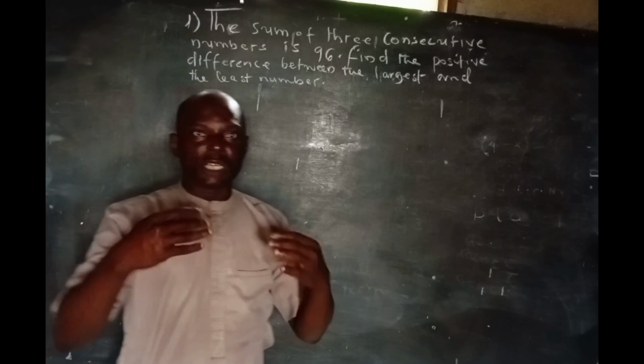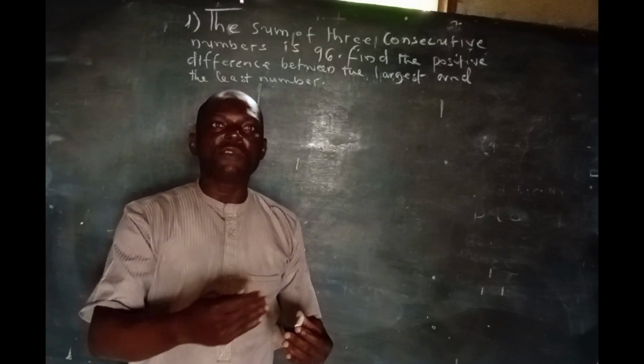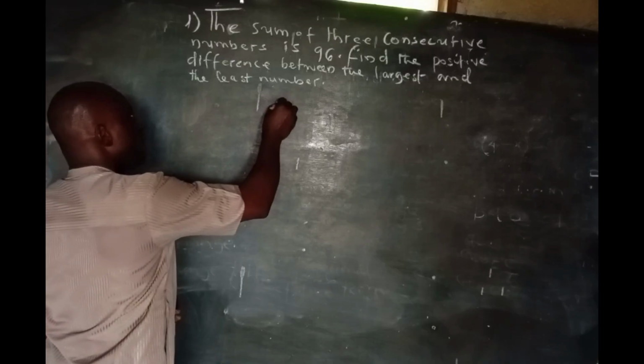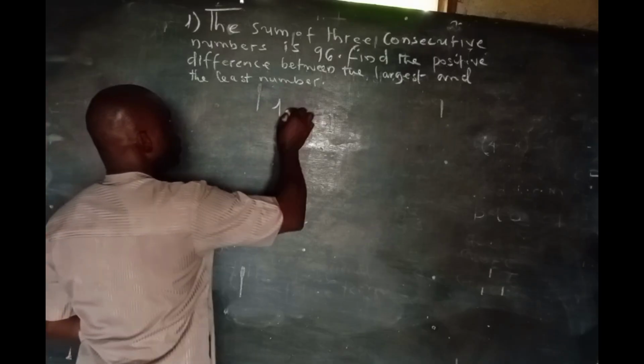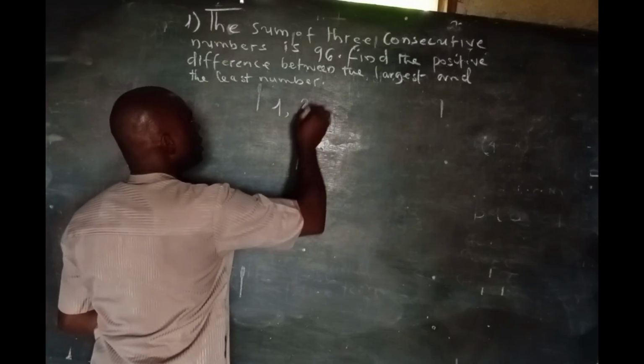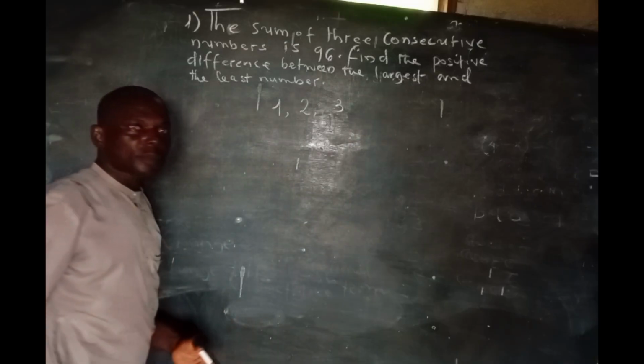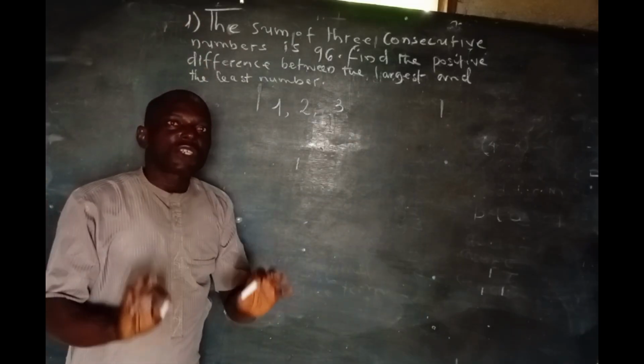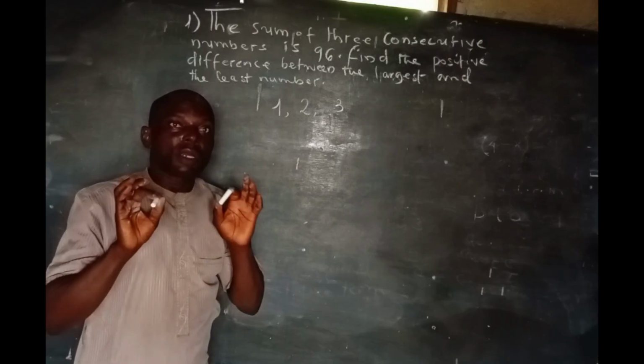Now, what do you mean by consecutive numbers? Numbers that follow each other. So their difference is just one. So if the first number is, let's assume, one, the next one will be two, the next one three. To resolve a question of this kind, the approach is quite unique and it makes your work easy.